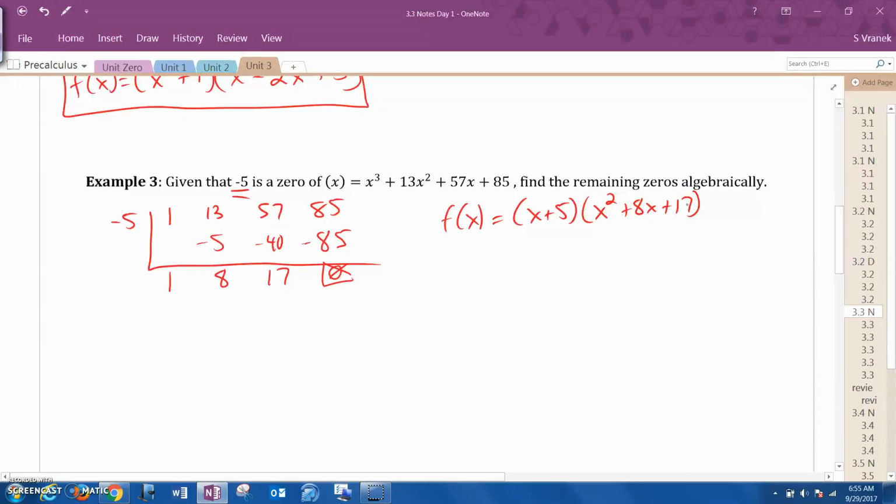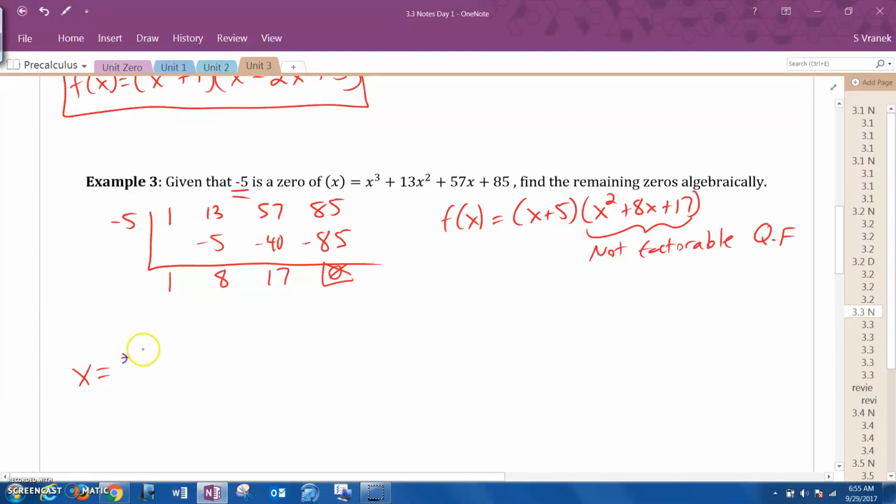Now, the two numbers that multiply to 17 are just 1 and 17, but there's no way we can add to 8 here. So, this is not factorable. So that means we have to use our favorite thing, the quadratic formula. So let's do that over here.